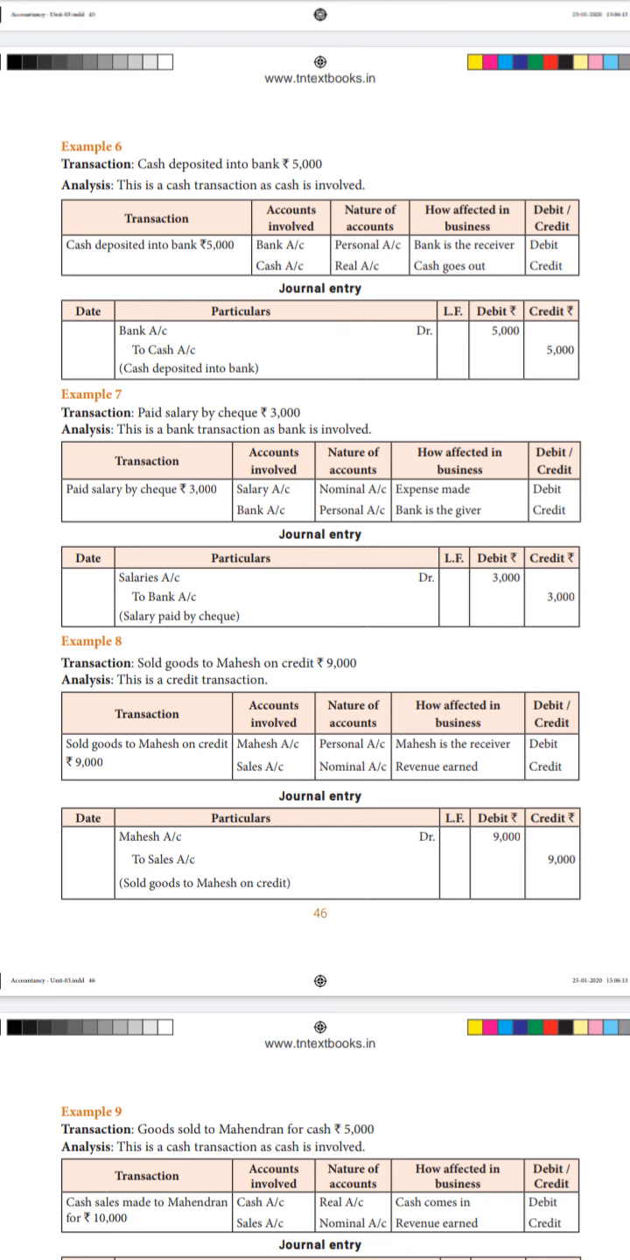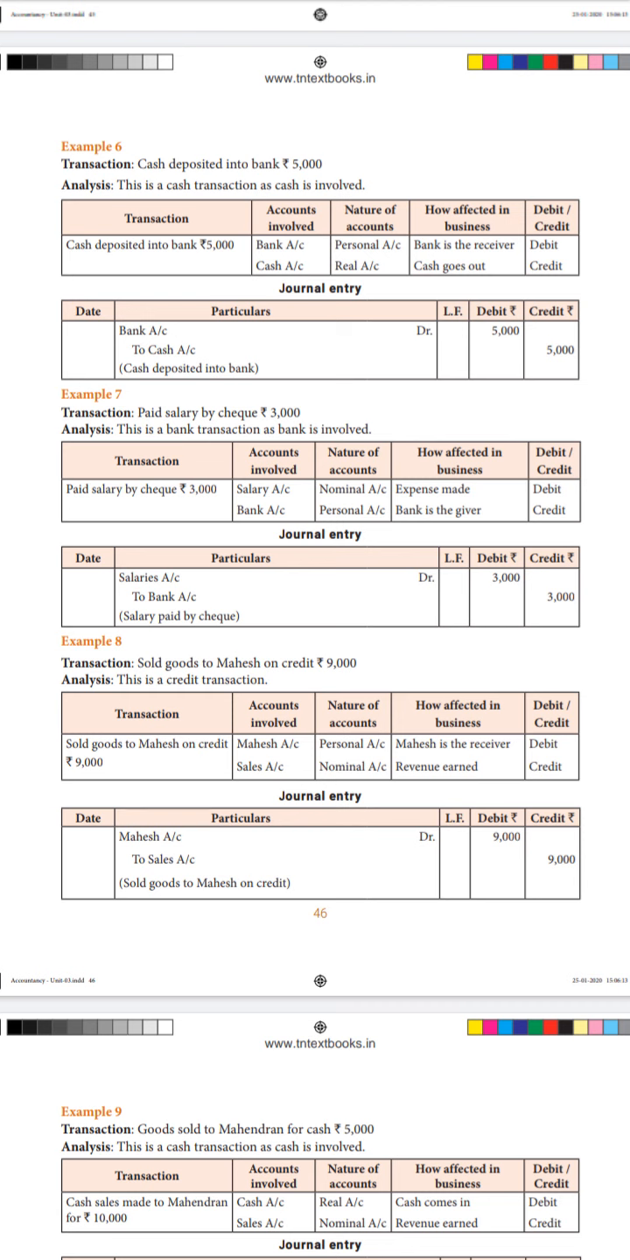If anything else is specified like, say, sold furniture, in that case we need to take up furniture. Here since it is goods, we have to take up sales account. Then Mahesh account, as we all know, is a personal account, so we have to debit the receiver and credit the giver. Here Mahesh is receiving the goods because we are selling the goods, so he becomes the receiver, so we have to debit Mahesh account.